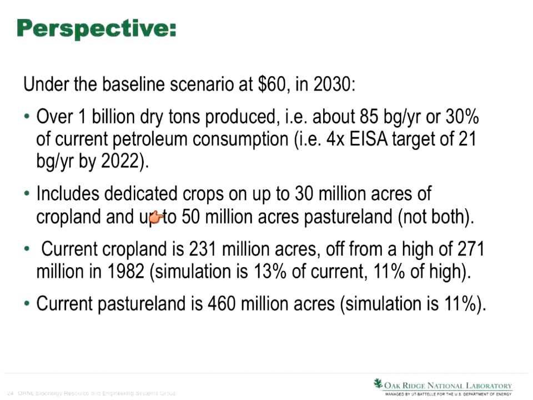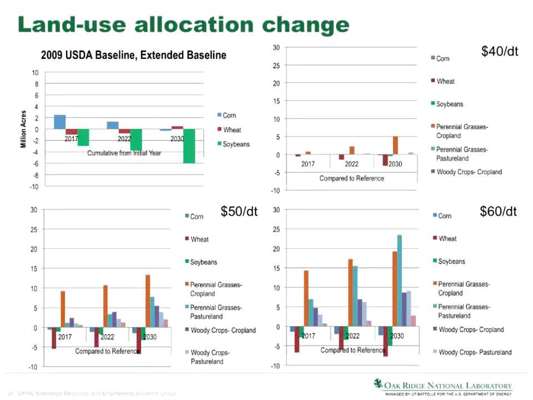So again, to reiterate, current cropland is 231 million acres. So this high of 30 million acres would be about 13% of that. I would add that current pasture is 460 million acres. So if we were to allocate 50 million acres to dedicated feedstock production, that would be about 11% of that total. With that, I'll hand it over to Lawrence to talk about land use allocation change.